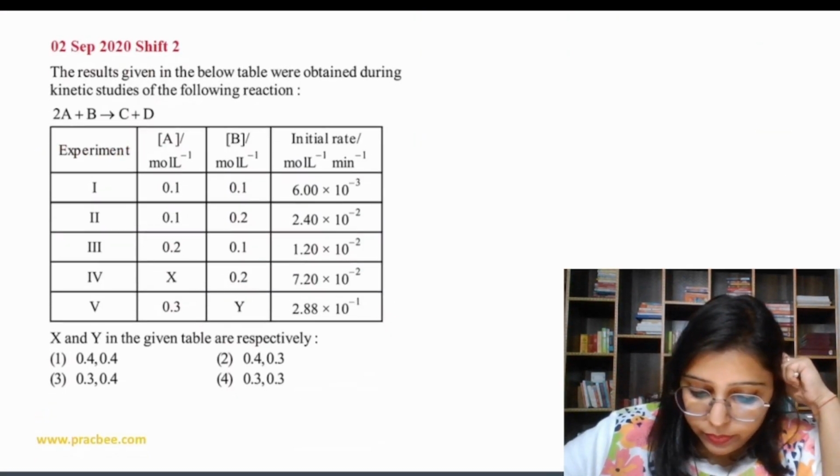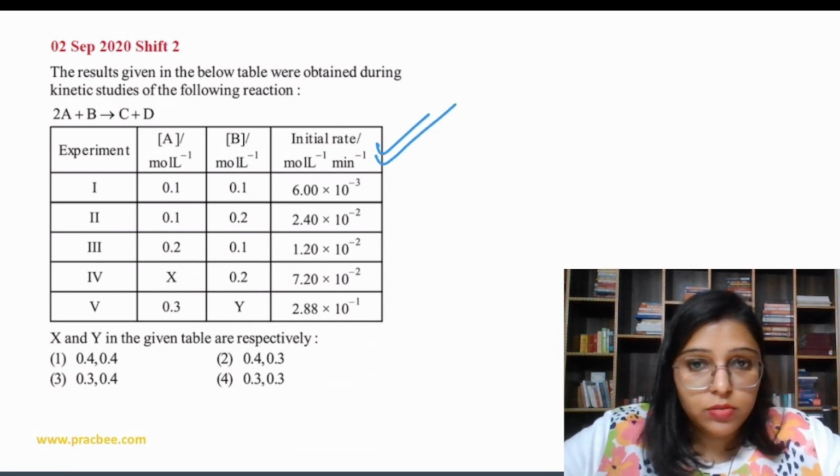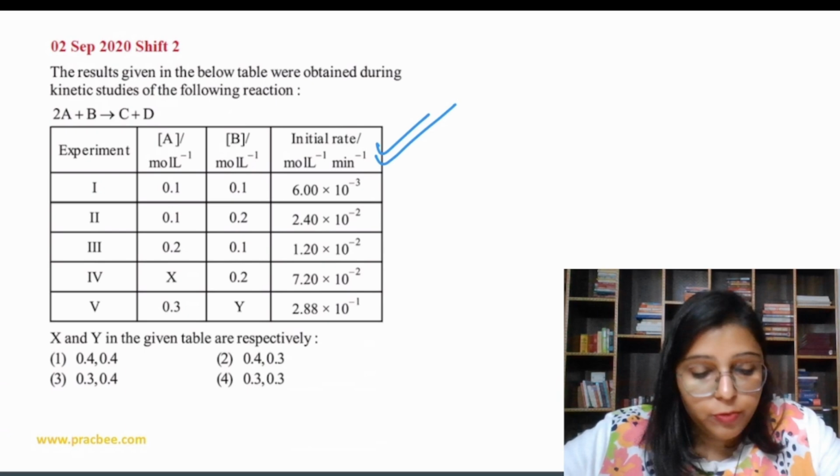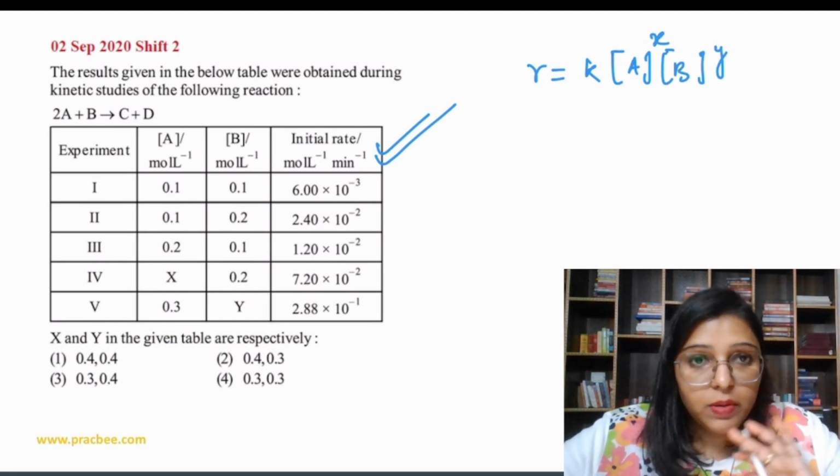Next. Okay, fine. We have already discussed this type of question, right? So you have to find out first order. R is what? K, A to the power X and B to the power Y.